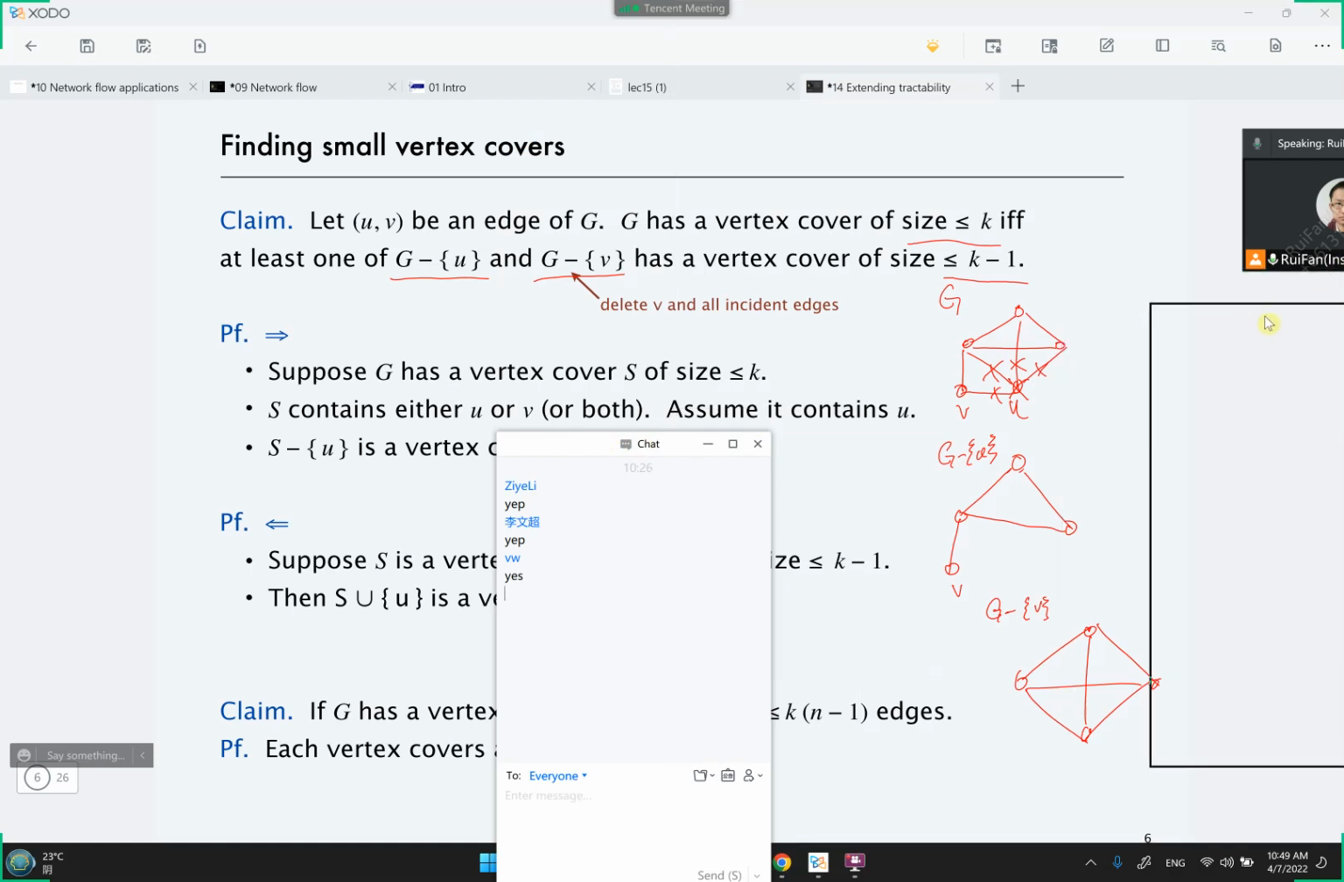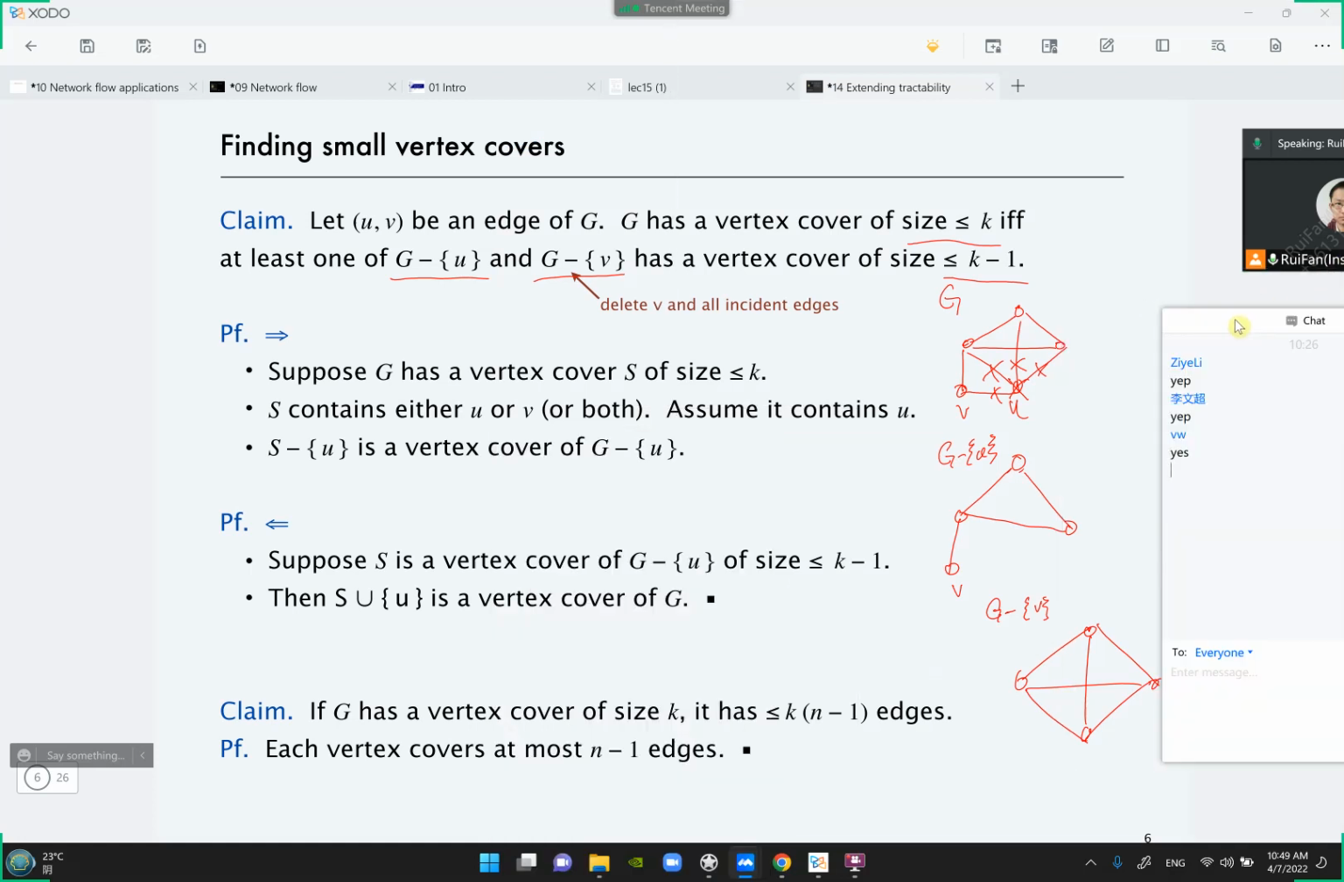And the claim is that if you can cover the whole graph using k vertices, then you can cover at least one of these graphs using k minus 1 vertices. And the reason for this is actually quite simple. So this is an if and only if.